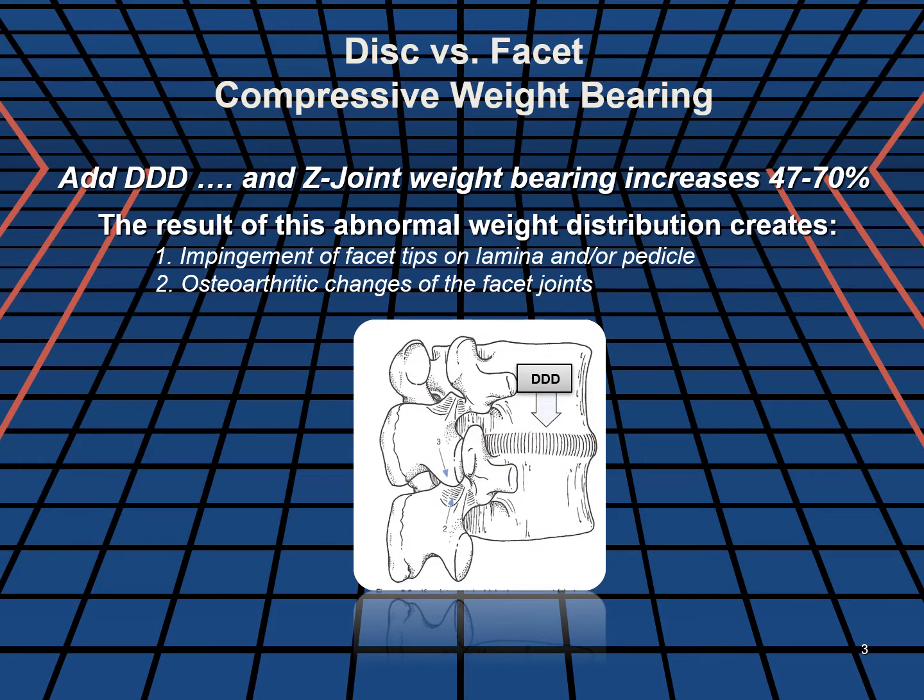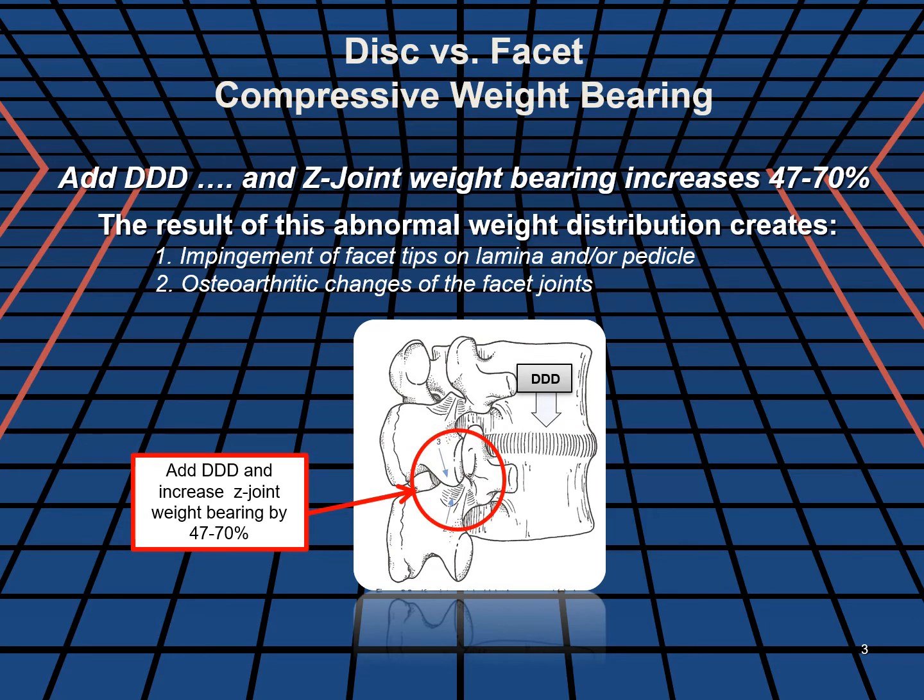When you add degenerative disc disease, you increase weight bearing to the facets anywhere from 47 to 70%. Of course, the greater the level of degenerative disc disease, the thinner the disc becomes, the more posterior the inclination of the disc sits at, the greater the weight bearing and compressive loading on the facets. When that happens, you're going to get impingement of the facet tips, and you're going to get osteoarthritic changes in the facet joints themselves. It starts a cascade of degenerative changes, beginning generally with the disc in the lumbar spine.